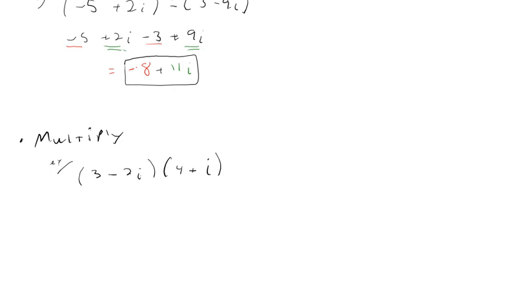When you're multiplying, well, look what we have. We have 2 parentheses next to each other. We know how to multiply this. We've done this before. We're going to do some distribution. We're going to distribute.